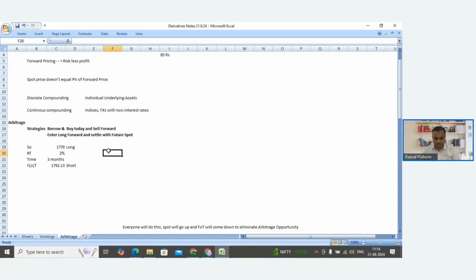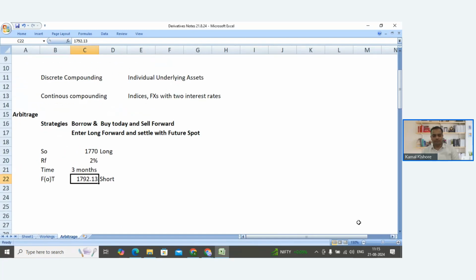So what I do here, basically, I can buy today for 1770. I can buy today for 1770, and I'm entering into a forward contract or futures contract to sell at 1792.13. Now this is a riskless profit. Buying at 1770, selling at 1792.13, roughly 22. Now let us see how this works.